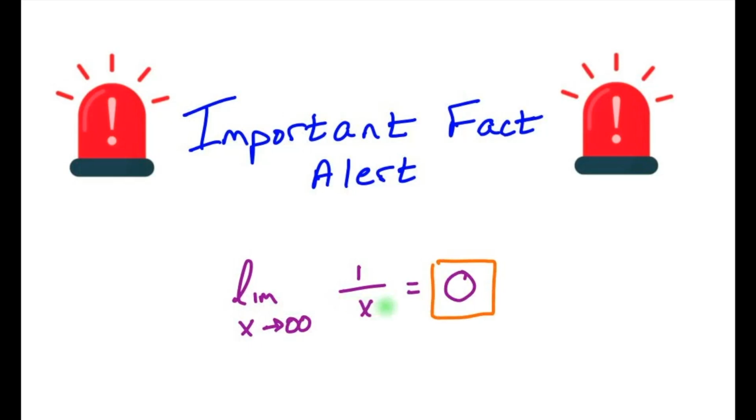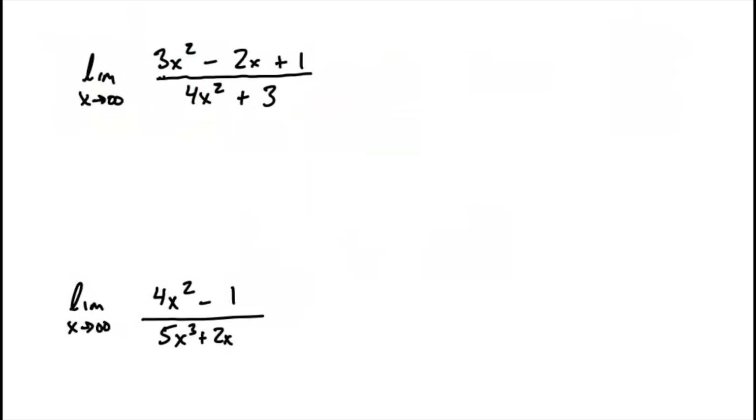And now, keep in mind, it doesn't really matter if that numerator is not 1. If the numerator is 5, who cares? 5 divided by something getting bigger and bigger goes to 0. If the denominator is x squared, who cares? That just makes the denominator grow faster. It's still 1 divided by an infinitely large value. I'm going to get 0. Now let's apply that fact to a couple practice problems.